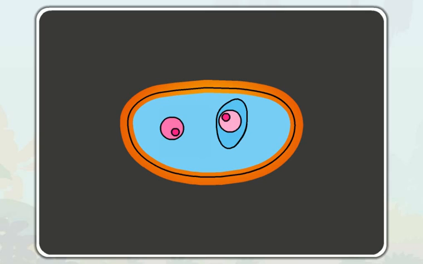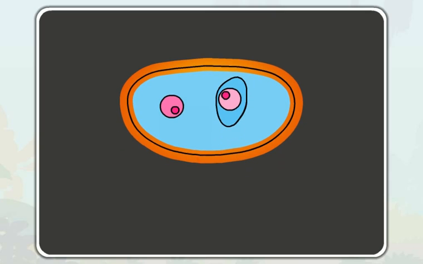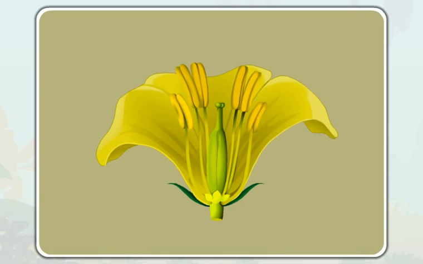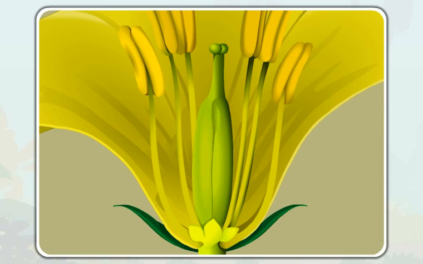These cells are known as reproductive cells. Reproductive cells inside a pollen grain are also known as male gametes. Now have a look at this part of the mustard flower.